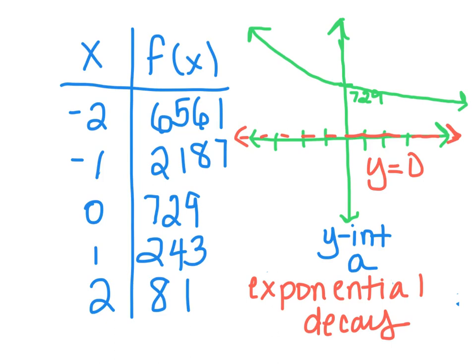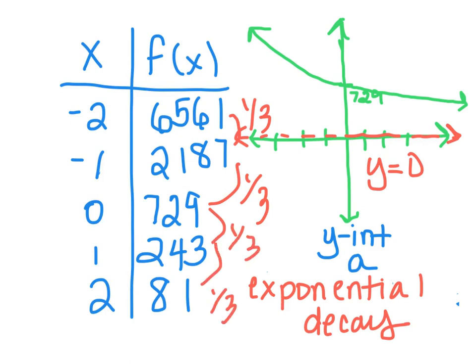And notice that this is also geometric. The common thing that you're multiplying by each time is 1/3. And that happens to be your b, so that should make sense.